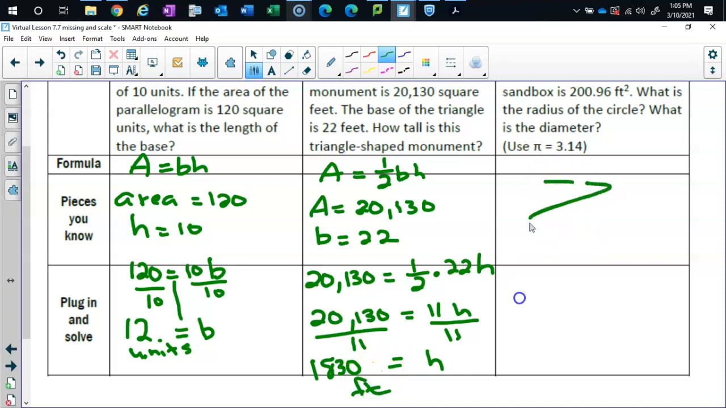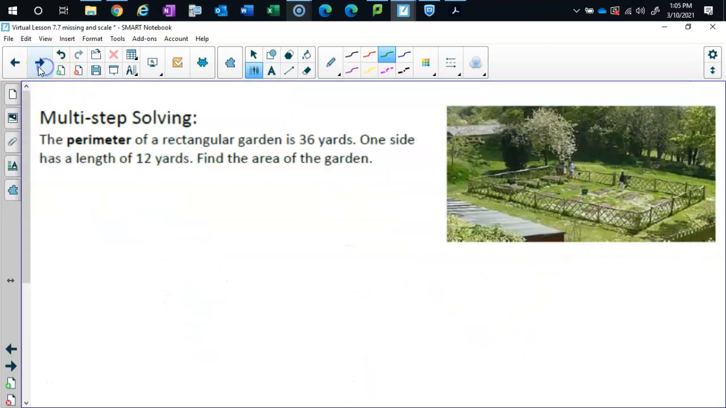All right, we are not going to do this one. This problem is right below that chart on page 11. So this is still on page 11. All right, it says the perimeter of a rectangular garden is 36 yards. One side has a length of 12 yards. Find the area of the garden.